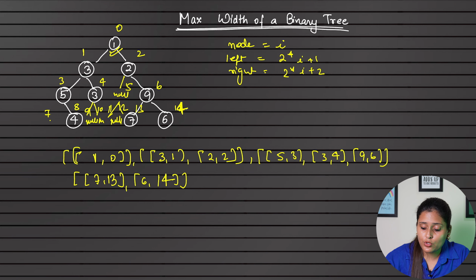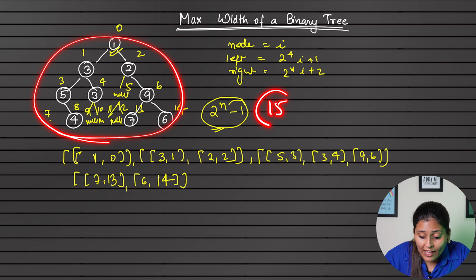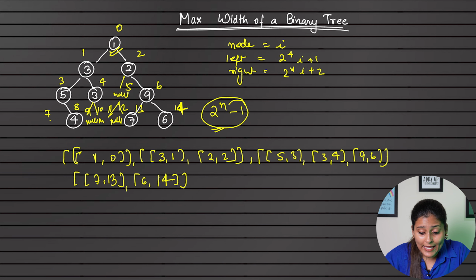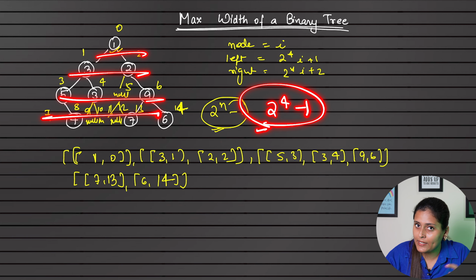Okay. So if you saw, it's nothing but 2 power n minus 1 indexes. Okay. 1, 2, 3, 4. 4 levels. So here total 15 nodes could have been adjusted, correct? Because we have proper places for it. So hence for 4 levels, it's 2 power 4 minus 1, means 16 minus 1, 15.